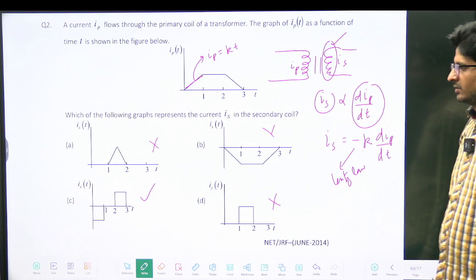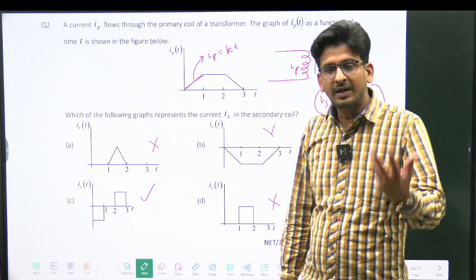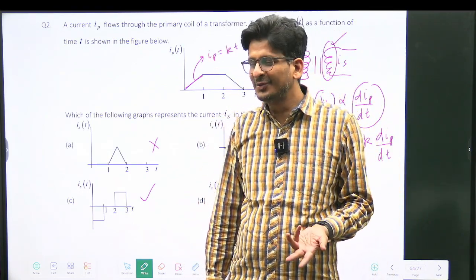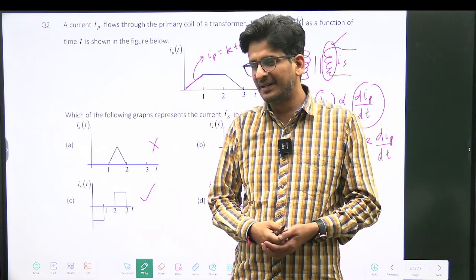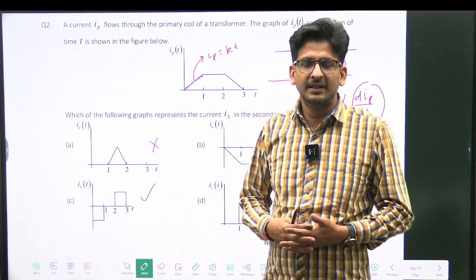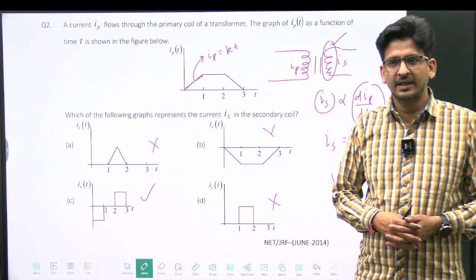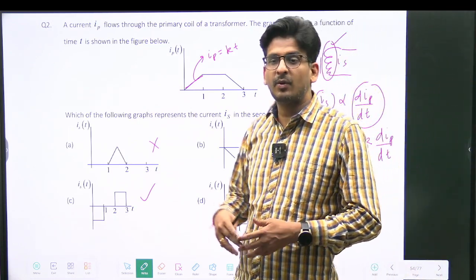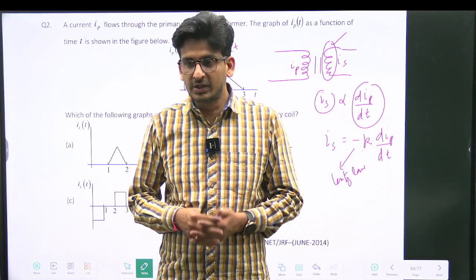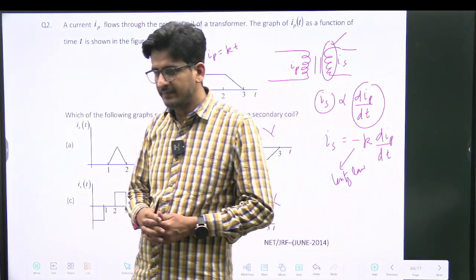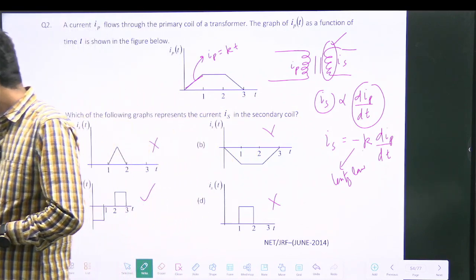Okay? So if you have not read the transformer, then also you can do it, because you know the principle that a change in magnetic flux associated with a coil produces an induced current, and that induced current we can calculate. Okay?